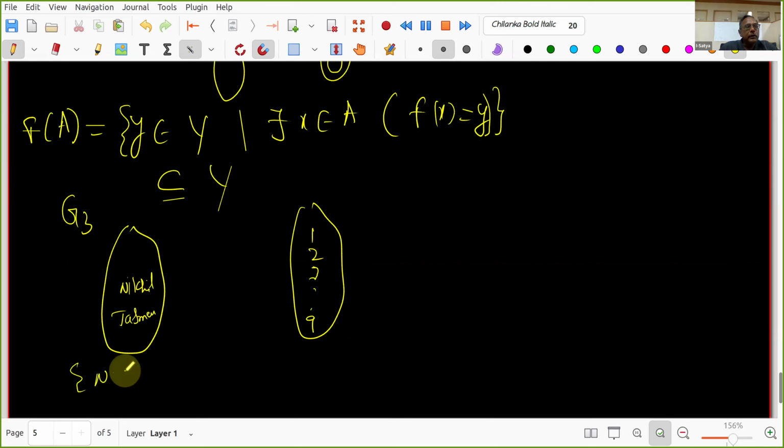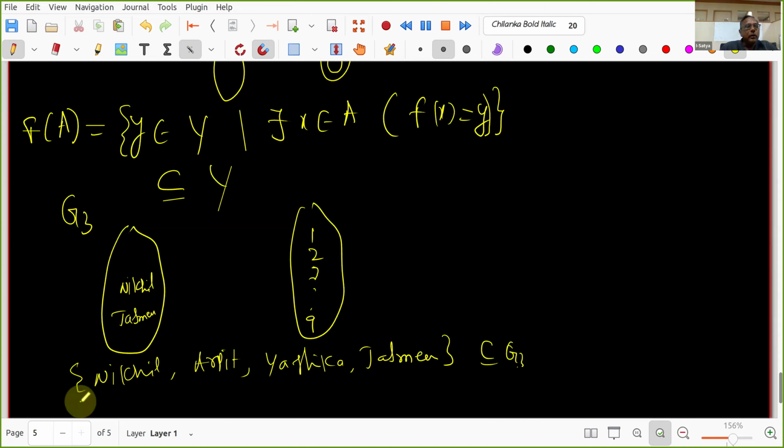So Nickel, okay, and Arpit is in the same room. Okay, I will take Arpit also, and Ashika, and Jasmine, right? So this is a subset of G3, correct? Now this is my capital A. What is F of A? F of A means F of Nickel, comma, F of the next, like that, right? Hope you are clear, okay?